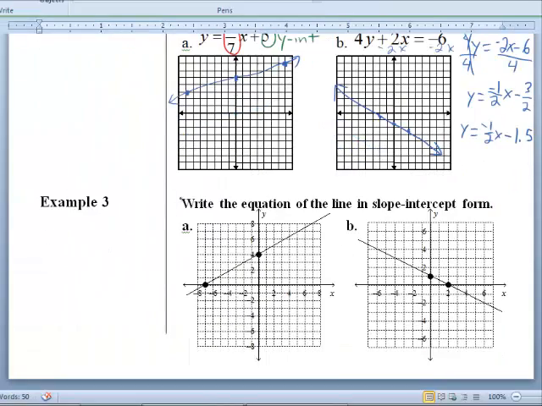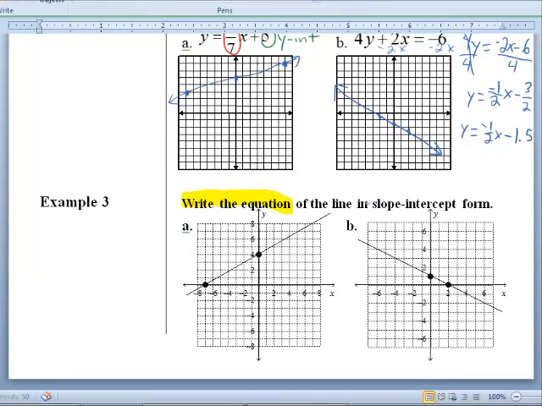Example 3, write the equation of the line in slope-intercept form. Now again, when you're drawing these graphs in your notes, they do not have to look super intricate with all the lines drawn and everything like that, but I do want you to have a picture of them drawn, label the y-intercepts, and then also what's going on here. And as I mark on the graph, you mark on the graph. So this time we are writing the equation of the line in slope-intercept form.